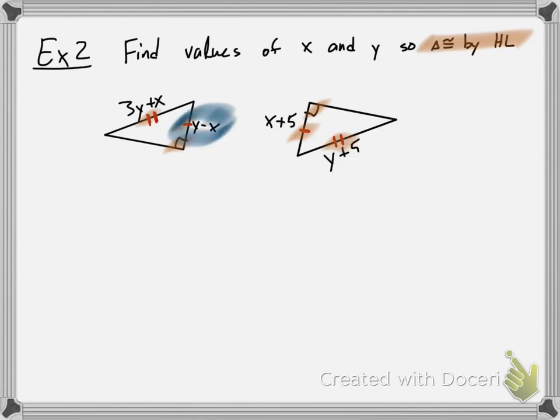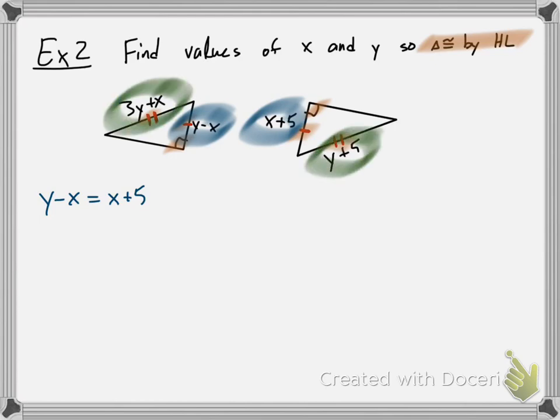So first I'm going to start out by looking at the legs. We know that they are congruent to one another. So I'm going to take y minus x, and set that equal to x plus 5. And then we're also going to take the hypotenuse of each triangle and set those equal to each other. That would be 3y plus x is equal to y plus 5. So we have two equations that are created with two different variables.